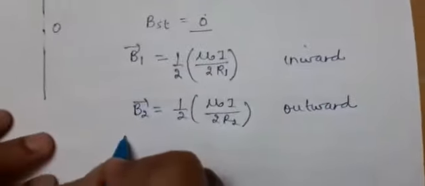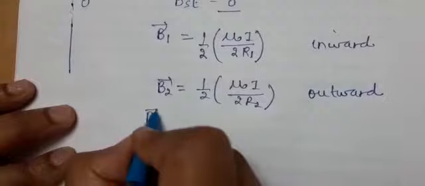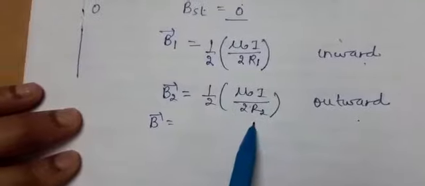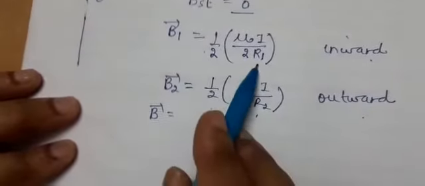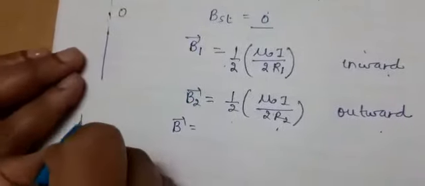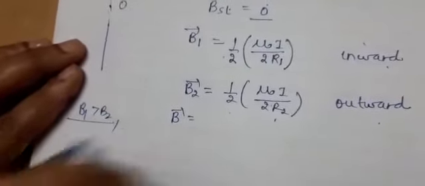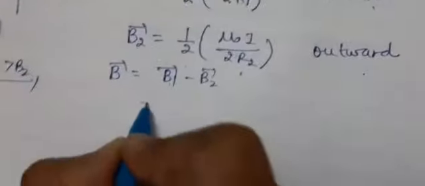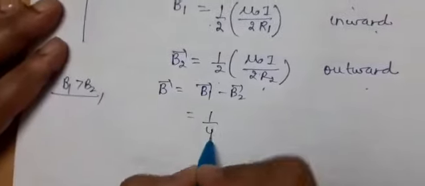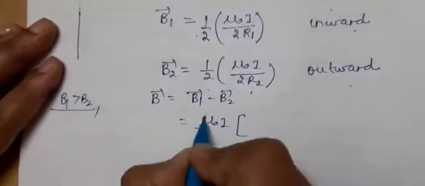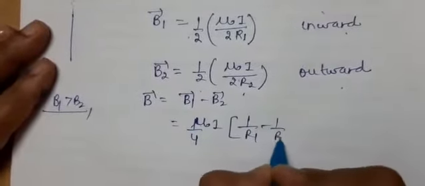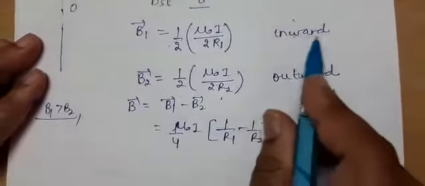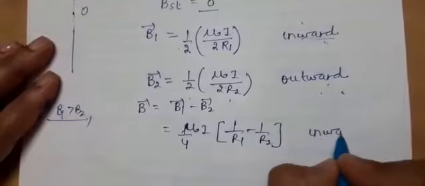So the total magnetic field: now this is inward, this is outward. Out of which one is greater, B1 or B2? Whose radius is less, that magnetic field will be more. So you will say B1 is greater than B2 in terms of magnitude. So the net magnetic field will be B1 minus B2. Taking the common factor, 1 by 4 is common, mu naught I is also common. What is left? 1 by R1 minus 1 by R2. Now from here you can easily tell the direction of the resultant magnetic field: inward, because it has the greater magnitude.